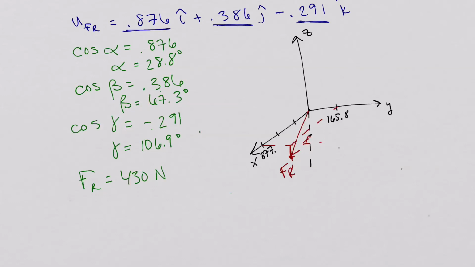And then we can take a quick look at those angles to see if they seem right. So the angle to the alpha would be that 28.8. That seems reasonable from a not awesome sketch. The angle to the y-axis would be 67.3 degrees, and then the angle to the positive z-axis, so that would be up this way, would be that 106.9 degrees. So that seems reasonable. So that's the answer.